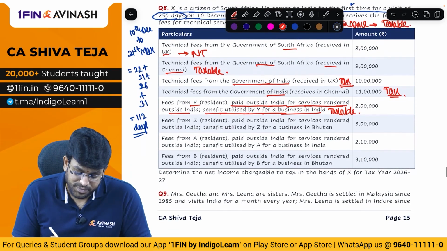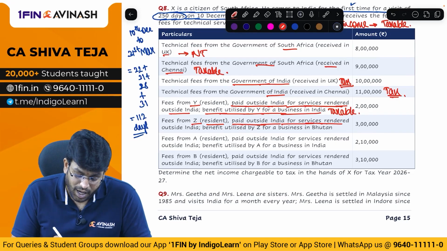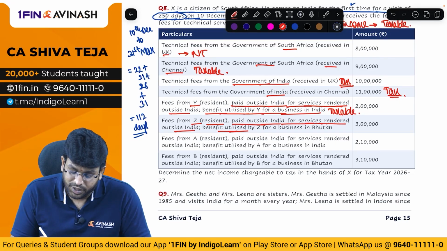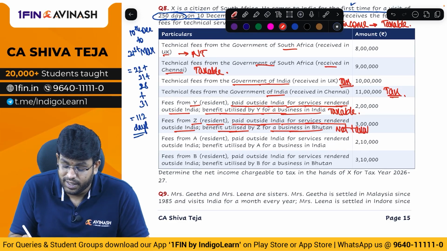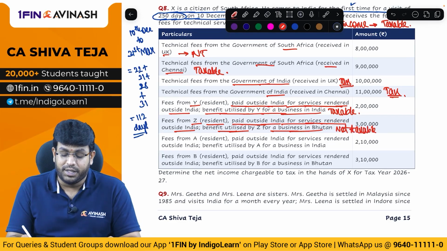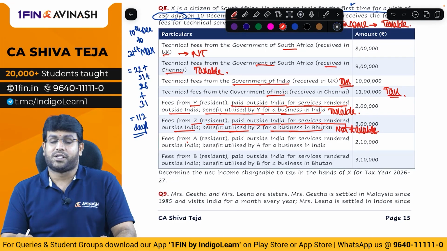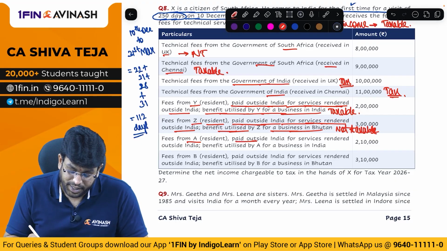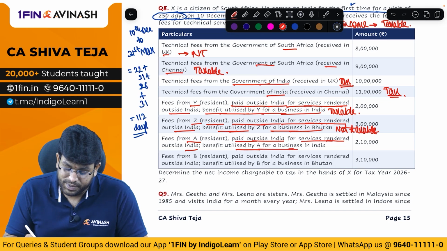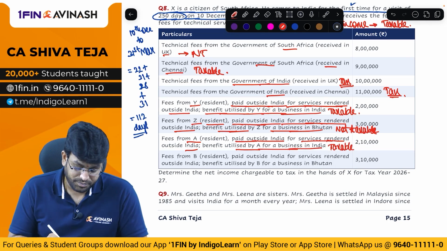Next, fees from Z, a resident, paid outside India for service rendered outside India. Benefit is utilized for business in Bhutan. This is not taxable. So we clearly discussed that in case of interest, royalty, technical services, if it is utilized for business in India, then it is taxable. If not, it is not taxable. Fees from A, paid outside India for service rendered outside India. Benefit is utilized for business in India. This will definitely become taxable.